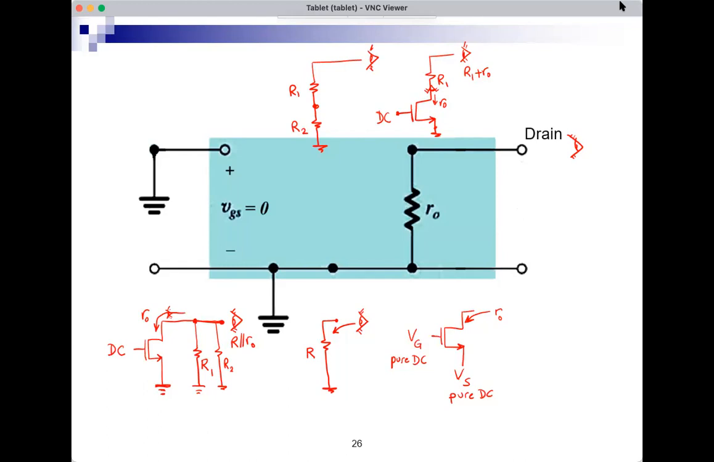Now, here's a tricky one. Let's see if you can answer this one right. What does this I see when I have the MOSFET and a resistor R between its source and ground? Think about it.